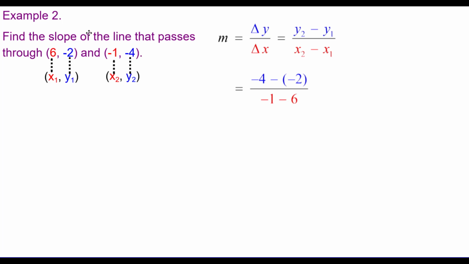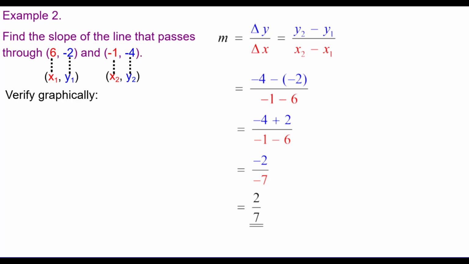Substituting -4 minus a -2 over -1 minus a +6. And then we have to simplify that expression. Pause to do this and resume when you're finished. So this is -4 plus 2, -1 plus a -6. So we're going to get -2 over -7. Negative divided by negative is a +2/7. So this line should be slanting uphill with a slope of 2/7.